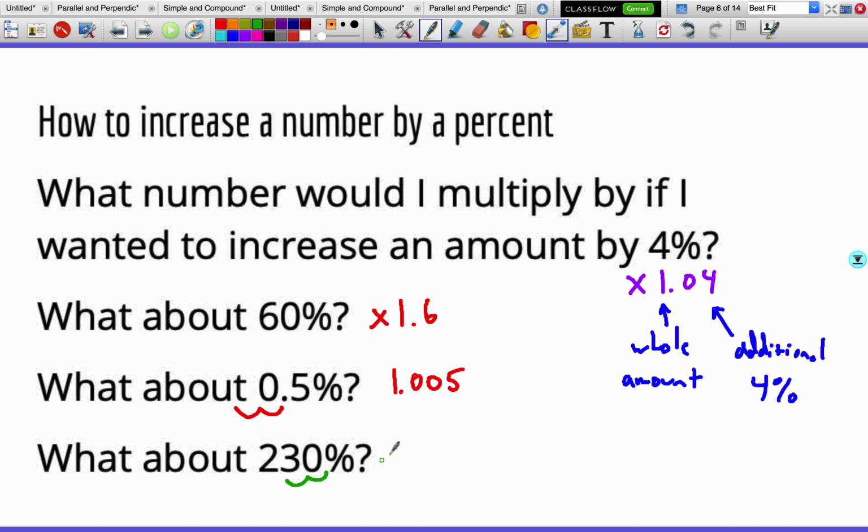If I want to increase something by 230%, I have to multiply it by 3.3, which makes it seem like you'd be increasing it by 330%, but not really, because you got to remember, we always add 1 in to get the whole amount back. So when you add 1 in to a number over 100%, now all of a sudden you have a number like 2 or 3 or 4. And it looks a little strange, but that would increase it by 230%, not 330%.